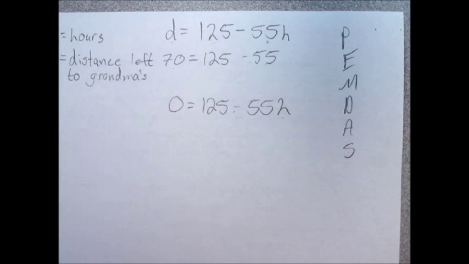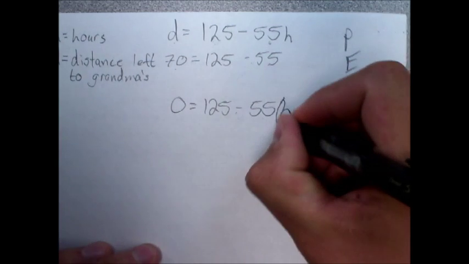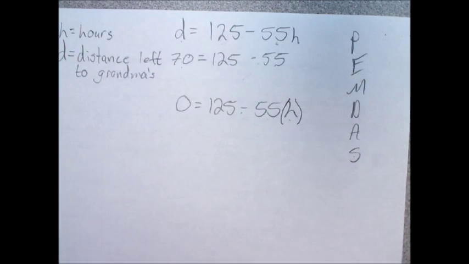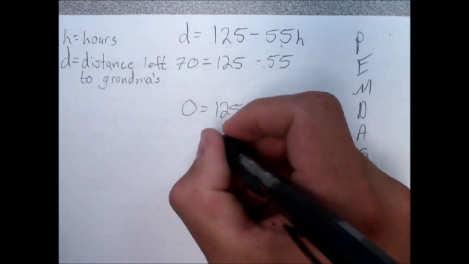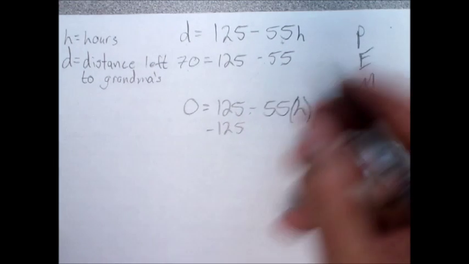There's no exponent, sir. That is a variable. You want it in parentheses? I can put it in parentheses. There you go. Okay, I heard the right answer. How do I do it? Move 125. How am I going to move it? I can't do it by magic. Right, I have to subtract it, in other words, right?